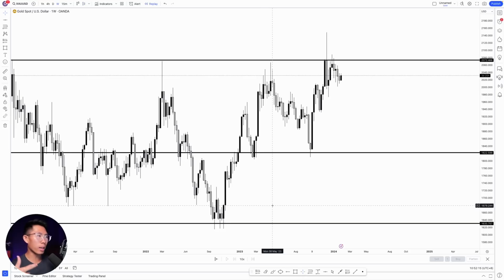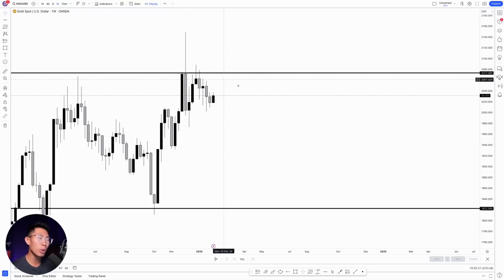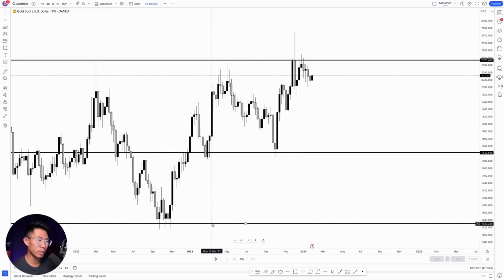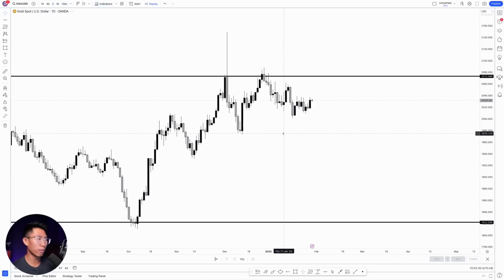But the thing about marking these key levels on the weekly time frame is that some of them are irrelevant. We want to focus on what price is doing currently, the key levels around price currently, not the key levels from one year ago. So we can remove this and just go down to the daily time frame.